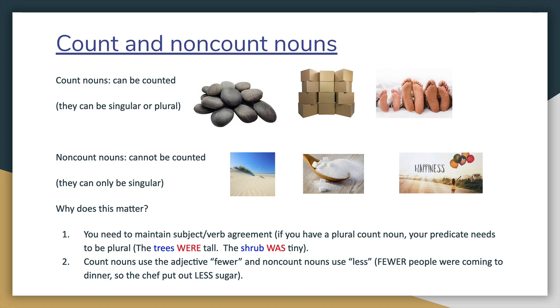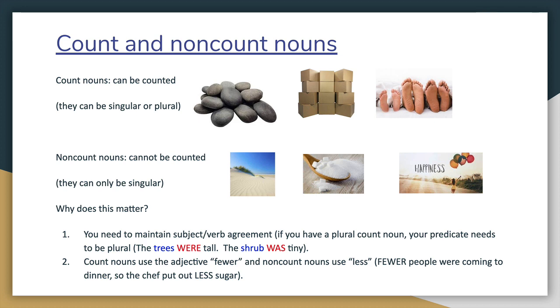There's another concept that matters with regard to count nouns and non-count nouns, and that's the adjectives fewer and less. Count nouns use the adjective fewer, whereas non-count nouns use the adjective less. And I give you an example. Fewer people were coming to dinner, so the chef put out less sugar. So people is a count noun.